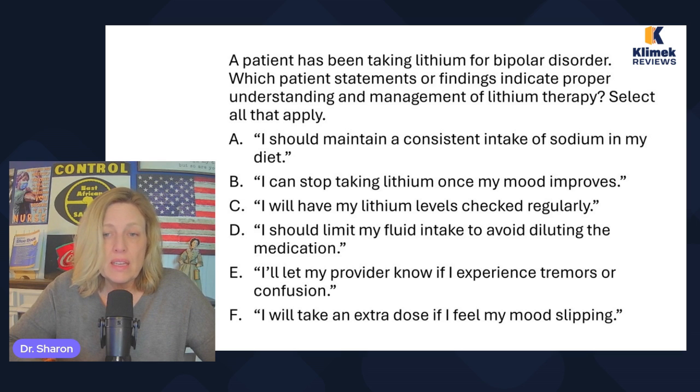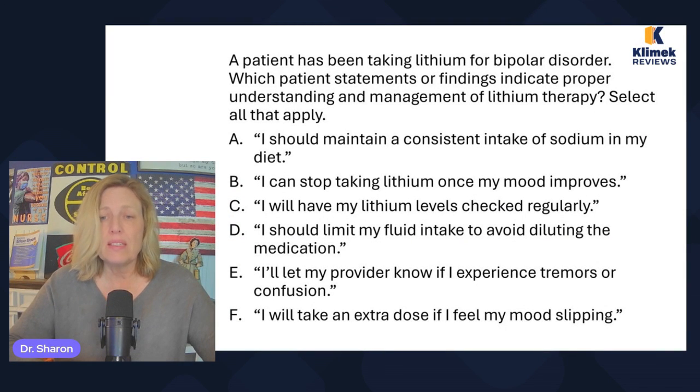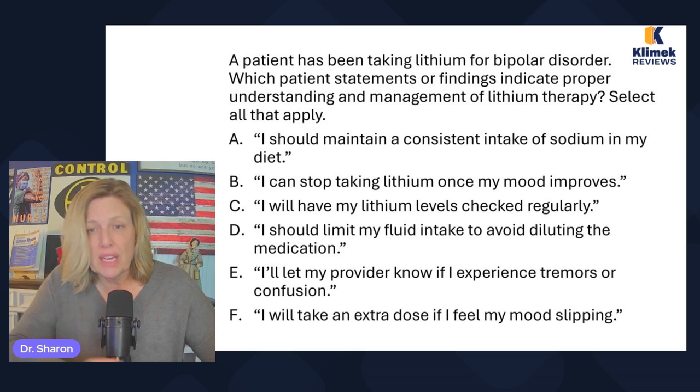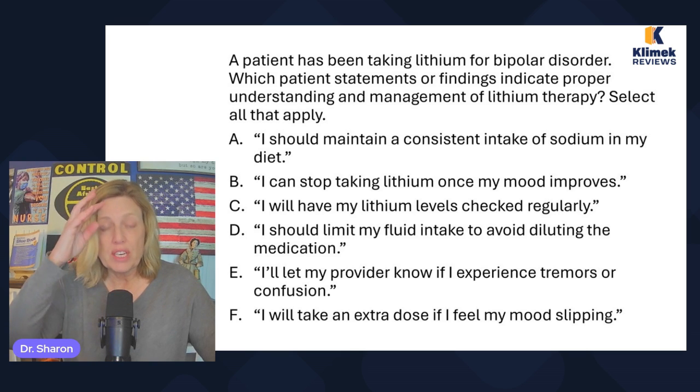I can stop taking lithium once my mood improves. Hopefully you would not pick that one. Bipolar is a chronic disease, and their mood improves because they're taking the lithium. So don't stop taking it. I will have my lithium levels checked regularly. That's true. If you're taking any electrolyte, you have to have them checked regularly.